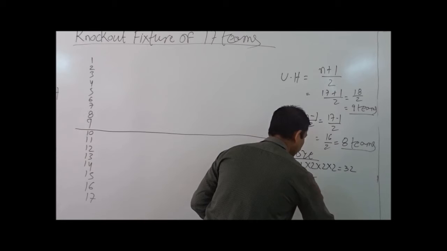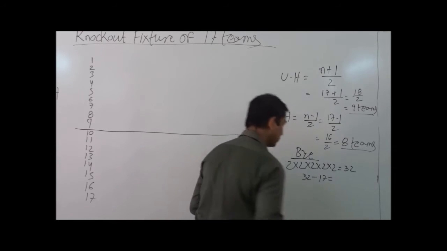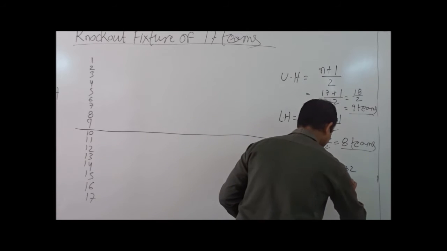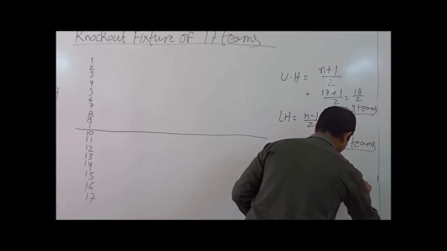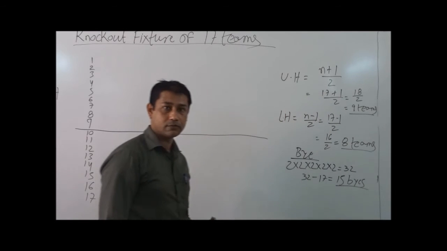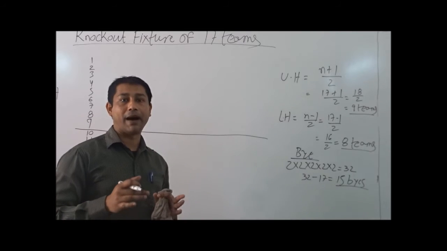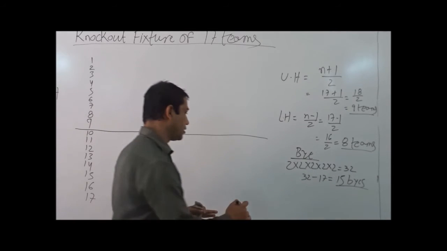Subtract 17 from 32. We get 15. So 15 byes altogether. There is also a formula of distributing byes in upper half and lower half. So let us know.